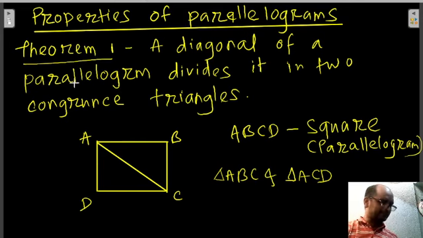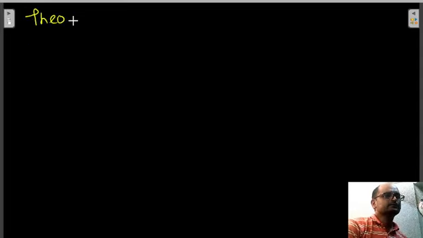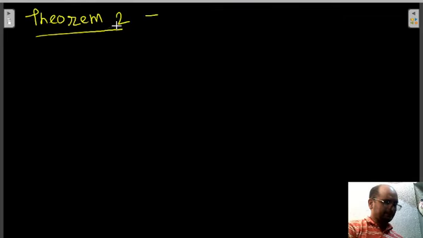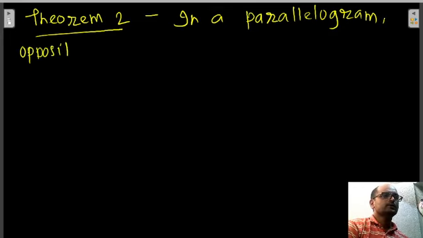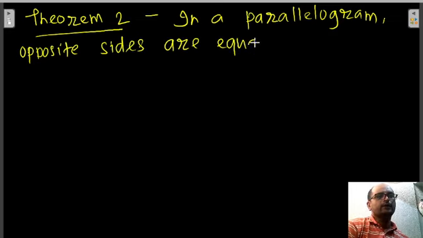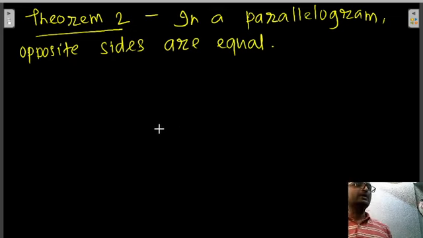Okay, we'll move on to the second theorem. What is the second theorem telling? Let me add a page. Theorem number 2: in a parallelogram, opposite sides are equal. See what this is. In a parallelogram, the opposite sides are equal.